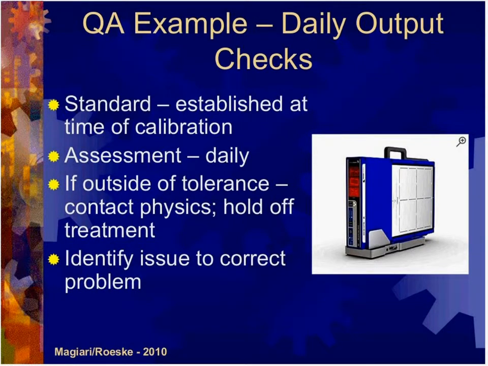So here's an example that all of us in the radiotherapy community are familiar with, doing our daily output checks on the LINAC. Our standard is our calibration, which was generally established by the physicist at the time of calibration. Generally, we perform the assessment daily. If our results are outside of tolerance, we may contact a physicist, or we may look at our equipment, make sure that our setup is correct, that the equipment is turned on, maybe some very basic, simple things like that. Or if we can't solve the problem immediately, we may want to hold off treatment on a particular machine. And then we identify the issue to correct the problem, whether it's a miscalibration or, again, if it has to do with our equipment or usage of that equipment.